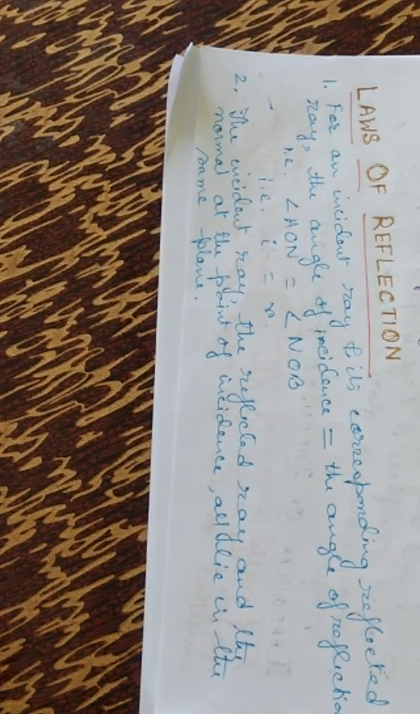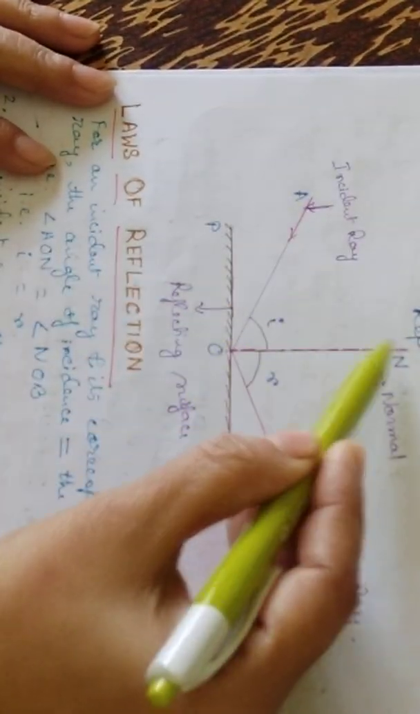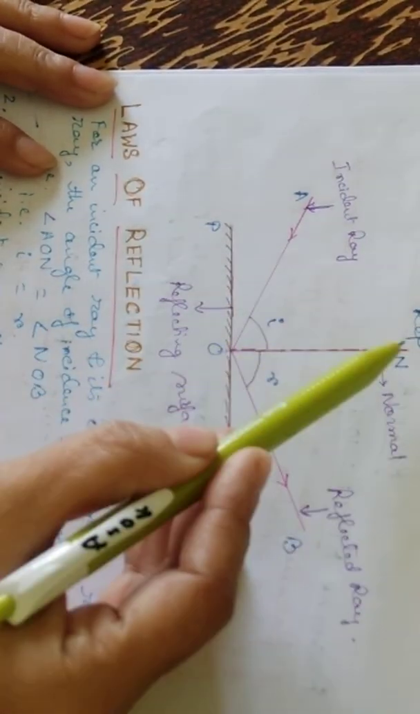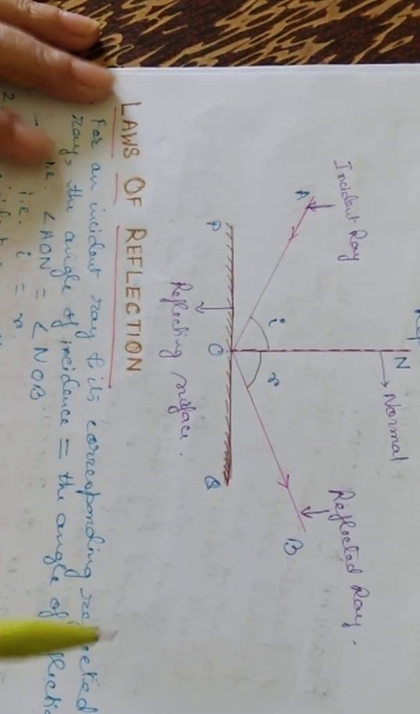The first law states that for an incident ray and its corresponding reflected ray, the angle of incidence is equal to the angle of reflection. That is, here in this picture you can see that angle AON is equal to angle NOB. The angle of incidence is equal to the angle of reflection.